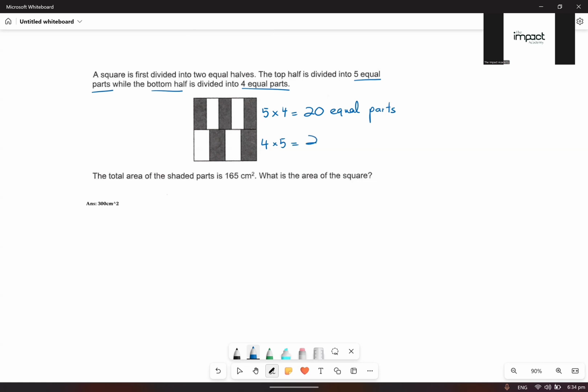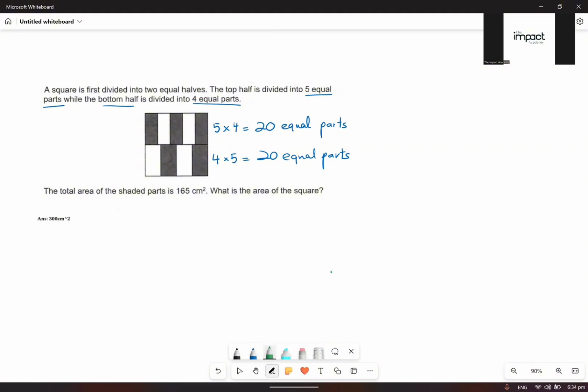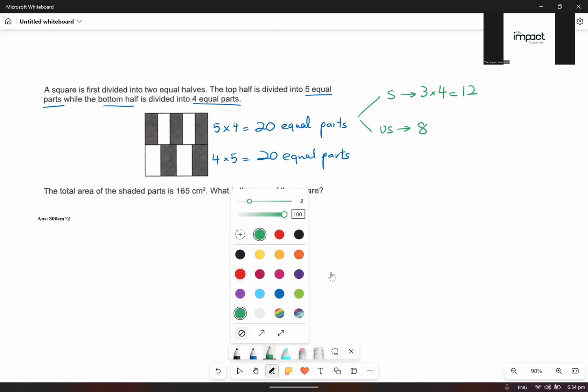You say, hey, isn't it both the same because it's half-half? So for the top one, how many shaded, how many unshaded? Can you tell me? For the top, how many shaded? 3 at first, right? 12. Yeah, 3 times 4, which is equal to 12 shaded. Am I making sense? How many unshaded? Just say 8. Can? Can.